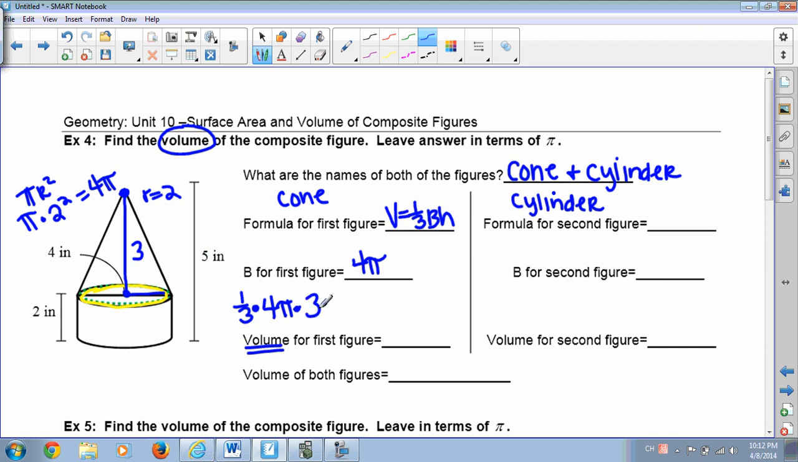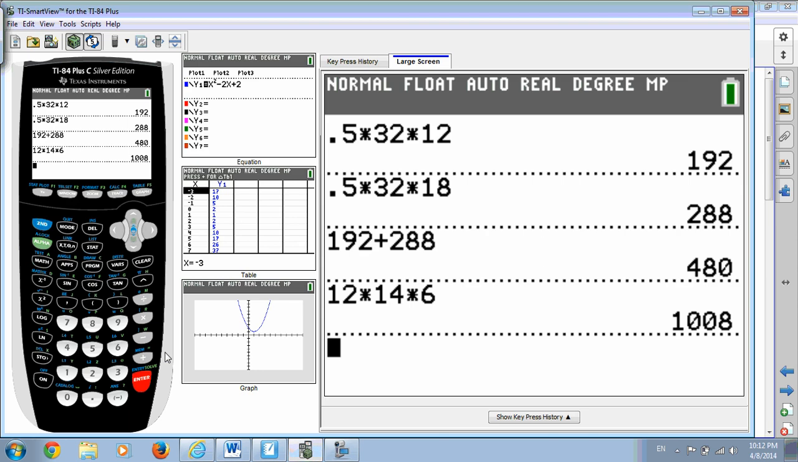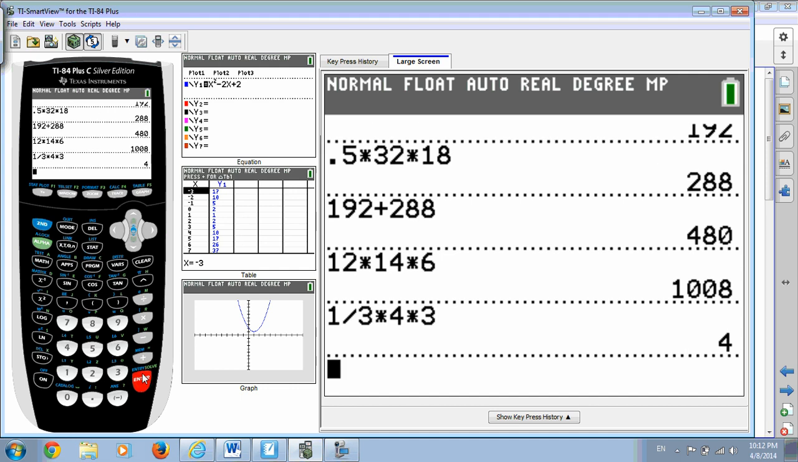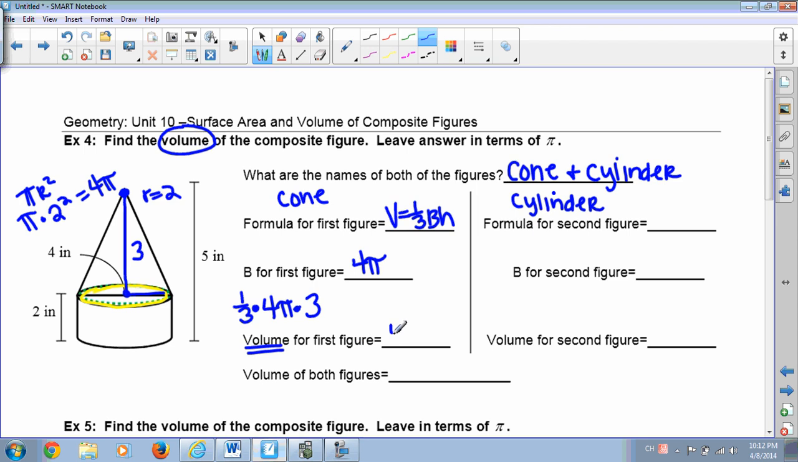So we're going to multiply that times a height of 3. In order to find our volume, we need to multiply all three of these together, not including the pi. So 1/3 times 4 times 3 is 4, because the 1/3 and the 3 actually cancel out. So the volume of our cone is 4 pi, and we're dealing with inches cubed here.